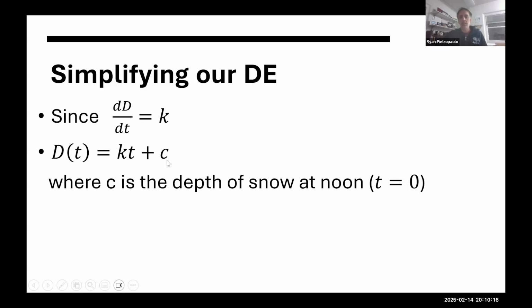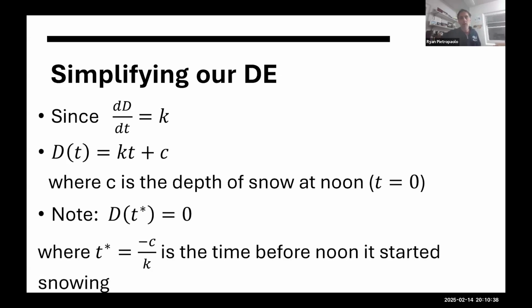K is the rate at which it falls, and C is the depth of the snow at noon, because remember, we're considering T equals 0 when the snow plow goes out. But we want to figure out the time T star where the depth was 0. That's the whole goal of the problem: what time did it start snowing, right? T equals 0 is noon, and C is the height at that point. And you can see here, we can easily solve for T star. When I set it equal to 0, I get T equal to negative C over K.